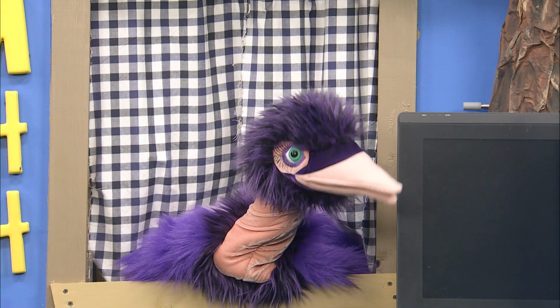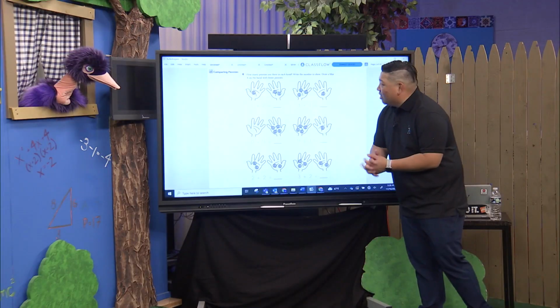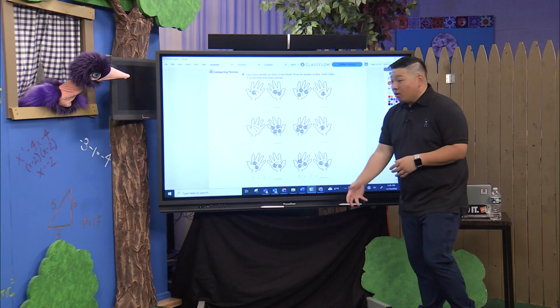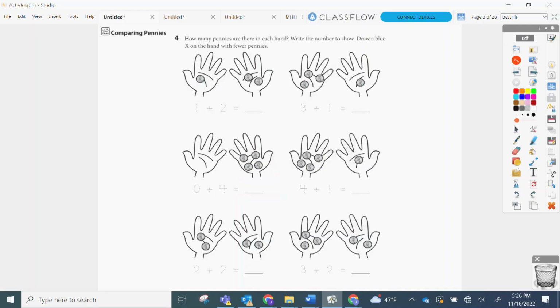Yes, exactly. All right, let's go ahead and take a look at a little bit more comparing pennies here. How many pennies are there in each hand? Write the number to show. Draw a blue X on the hand with fewer pennies. So we did this last week. Just a little bit more practice with it. We're gonna go pretty quickly here, okay?